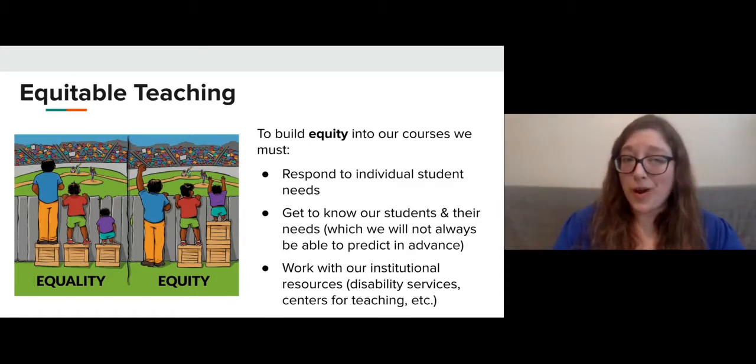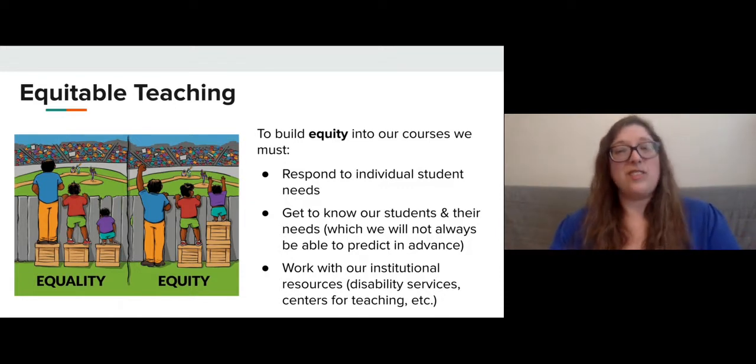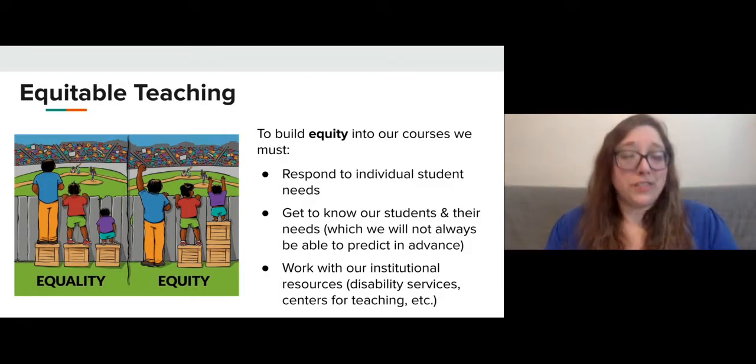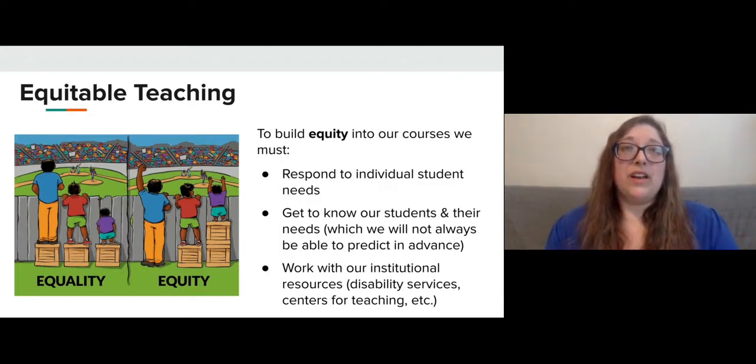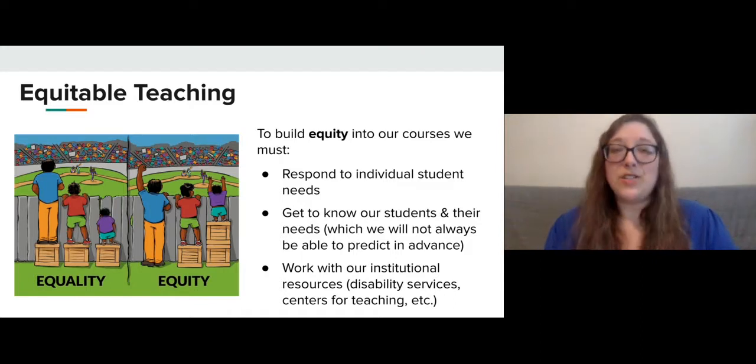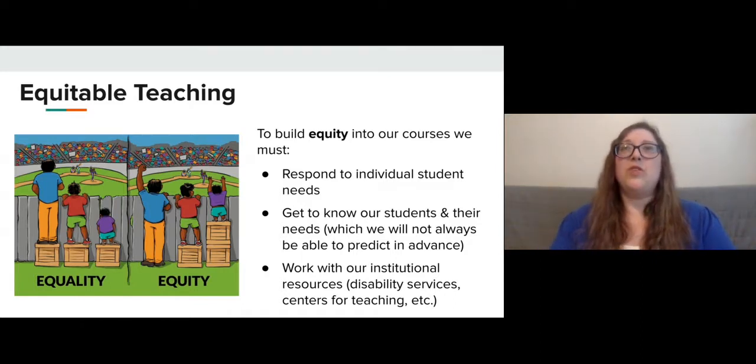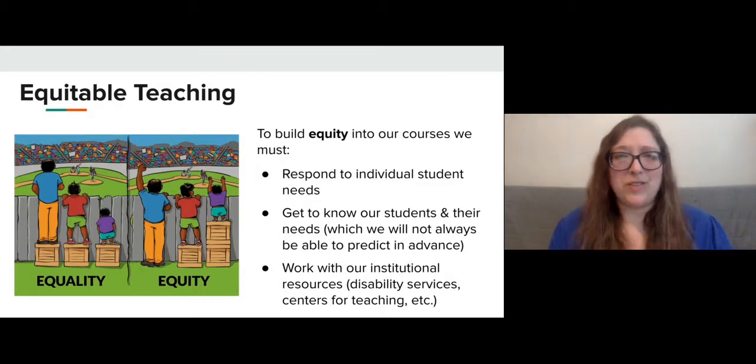One of the things that this requires of us as educators is that we step outside of ourselves and think about and interrogate our own privileges and biases, things that we wouldn't have thought of before, needs that we wouldn't have thought of before, and also that we listen to our students when they ask us for things and don't dismiss them.